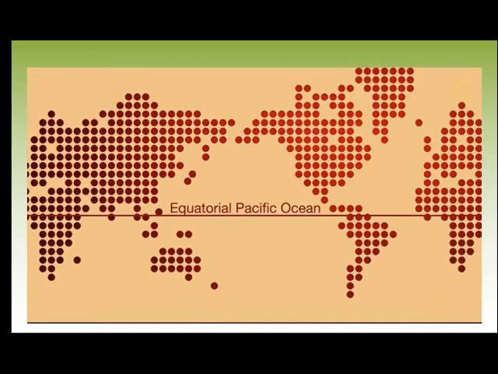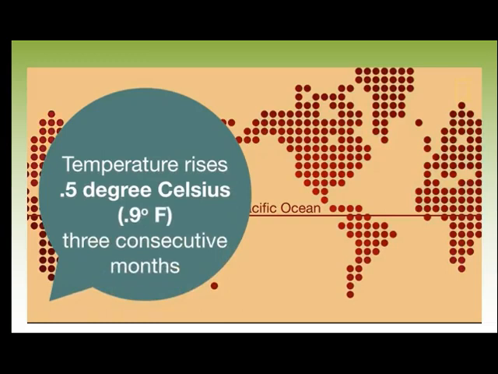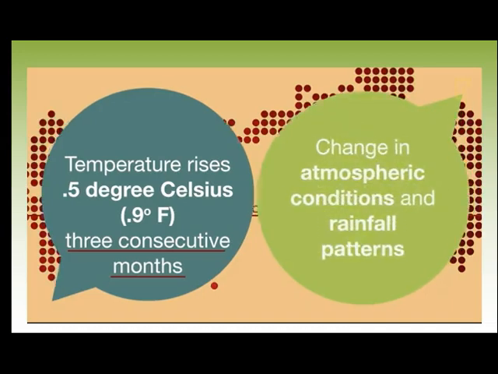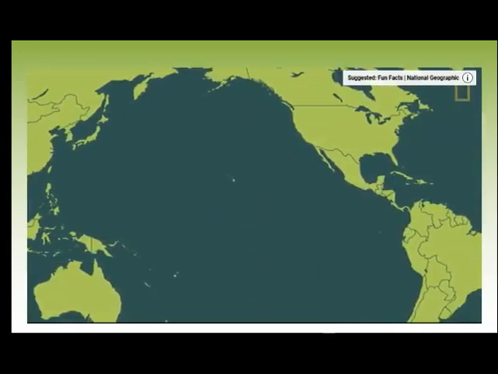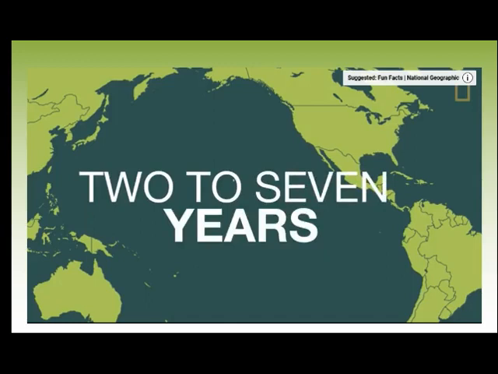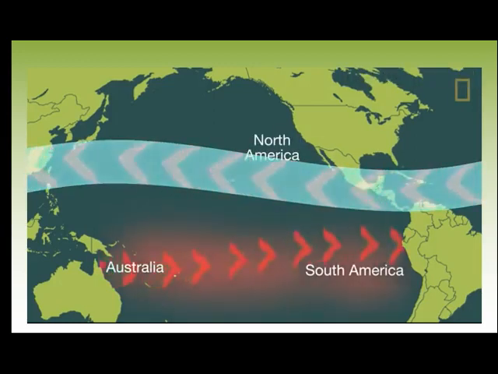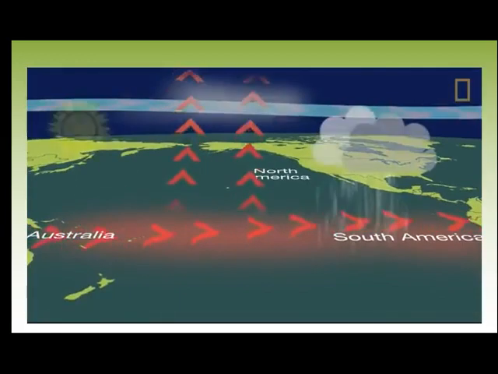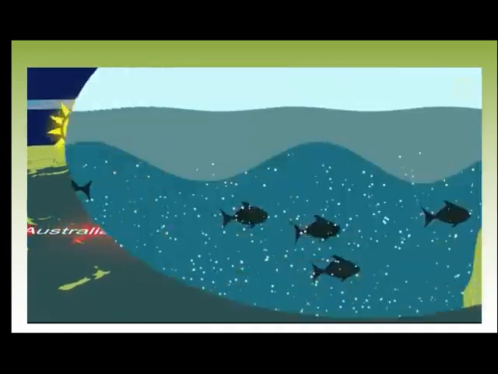Nowadays, when sea surface temperatures in the equatorial Pacific Ocean rise 0.5 degrees Celsius over their historic average for 3 consecutive months, and once atmospheric conditions and rainfall patterns shift accordingly, scientists officially declare an El Niño. An El Niño event takes place about every 2 to 7 years. Normal east to west trade winds over the Pacific weaken, and warm water that normally travels westward is now moving toward the east. Moisture then rises into the air, and the effects of El Niño are felt throughout the Americas.